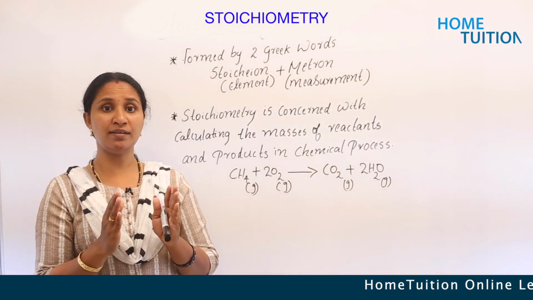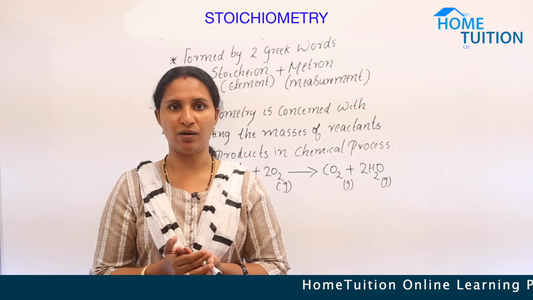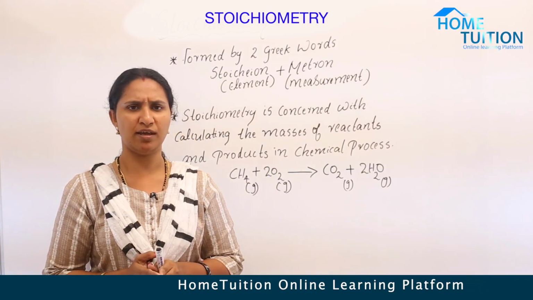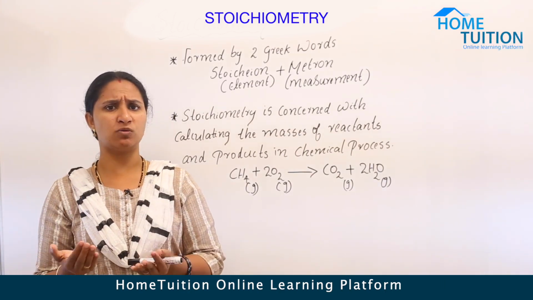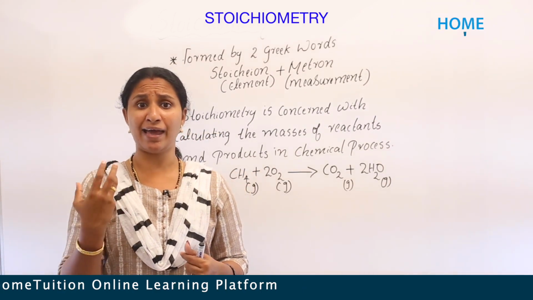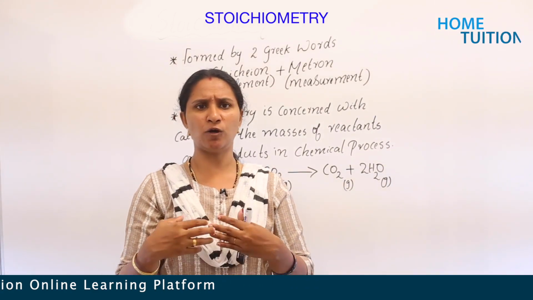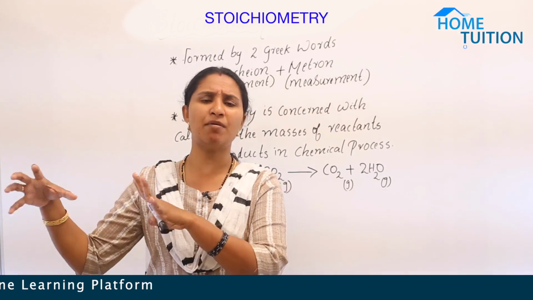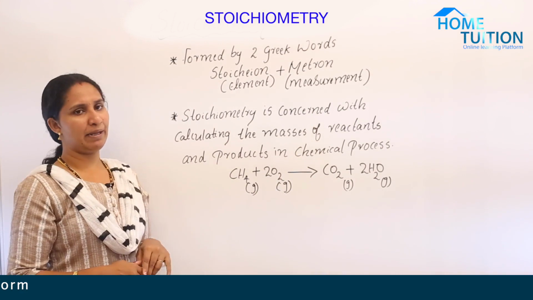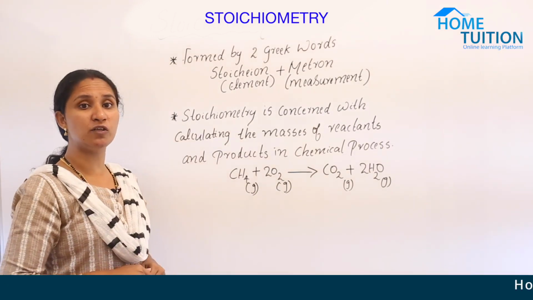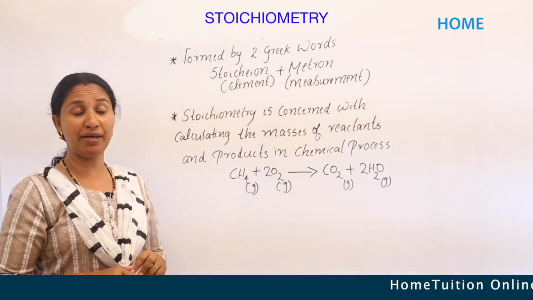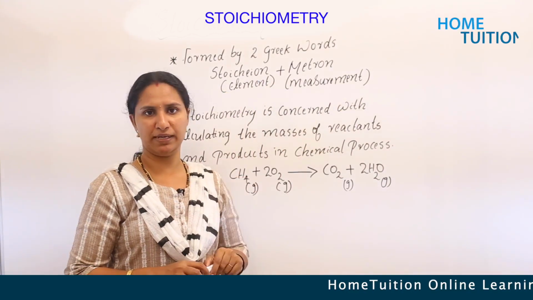Using the stoichiometric data or the stoichiometric coefficients in a balanced chemical equation, we can predict the amount of product obtained, or we can predict the amount of the reactants required to obtain such an amount of product. Let's look. Stoichiometry is derived from two Greek words, stoichion and metron. Stoichion means element and metron means measurement.